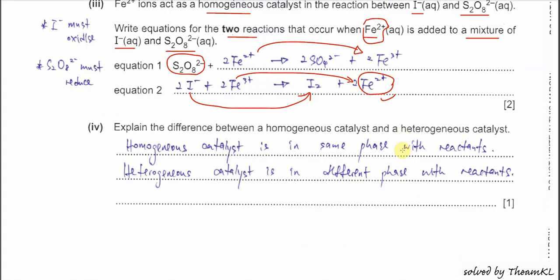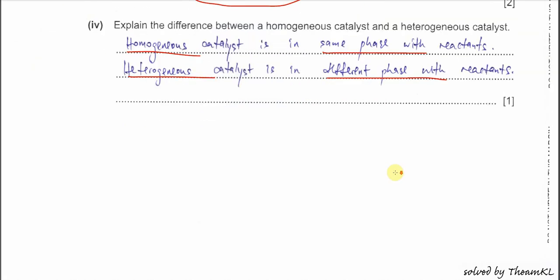Part 4. Explain the difference between a homogeneous catalyst and a heterogeneous catalyst. Okay, this one is very easy. Homogeneous means the catalyst is in the same phase as the reactants, like gas, then they are all gas. Heterogeneous means it must be a different phase, like the reactant is gas and the catalyst is a solid. So a heterogeneous catalyst is in a different phase from the reactant. That's all.